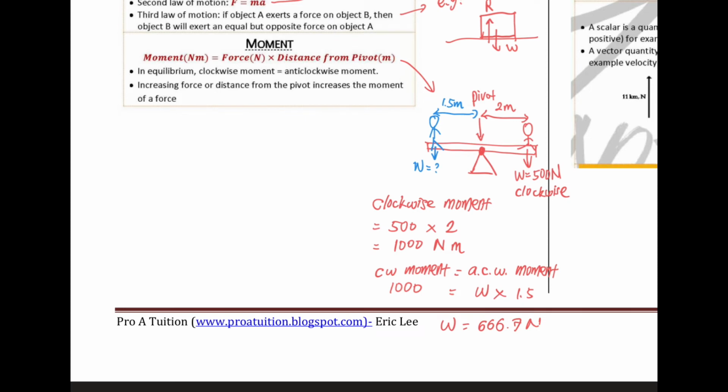Okay, so now let's see the next point. Increasing force or distance from the pivot increases the moment of a force. Let's say for example, you want to open the nut of a car tire. This is the car tire, and there are nuts here. You want to open the nut, so you have to use a spanner, for example.